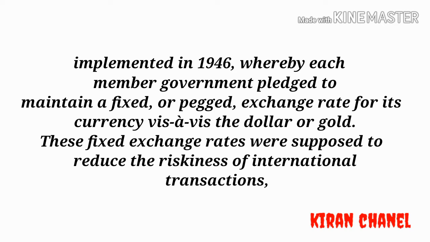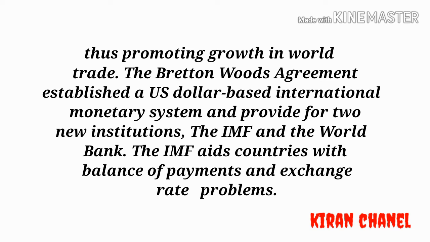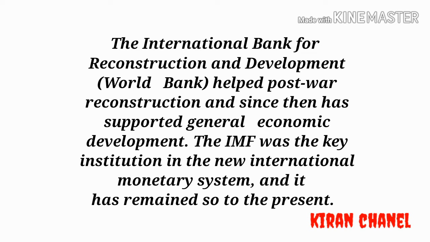This fixed exchange rate was supposed to reduce the weaknesses of international transactions, thus promoting growth in world trade. The Bretton Woods Agreement established a US dollar-based international monetary system and provided for two new institutions, the IMF and the World Bank. The IMF aids countries with balance of payments and exchange rate problems. The International Bank for Reconstruction and Development, the World Bank, helped postwar reconstruction and since then has supported general economic development.